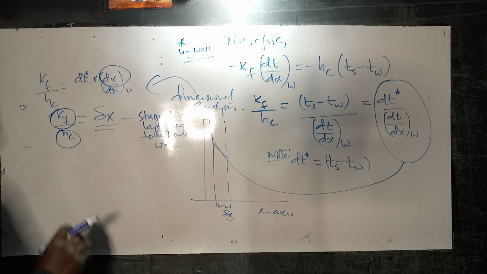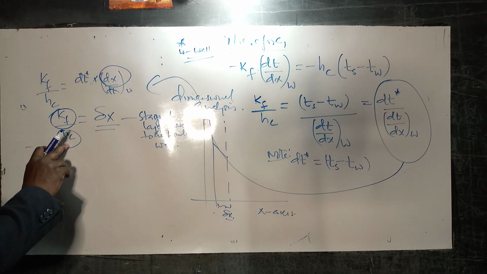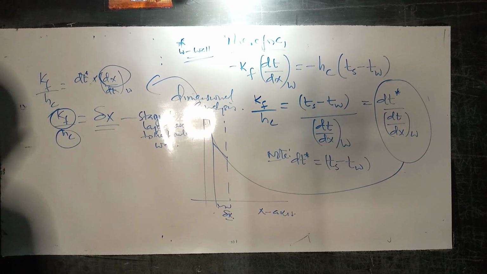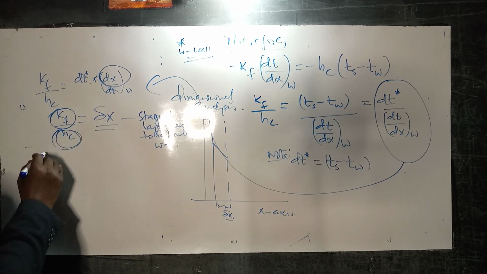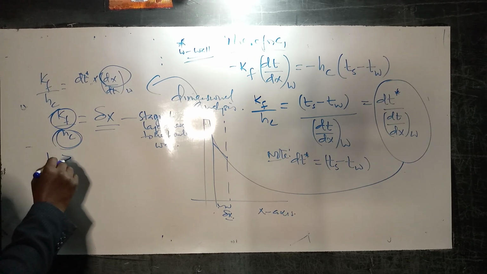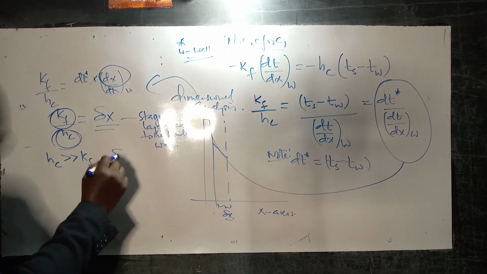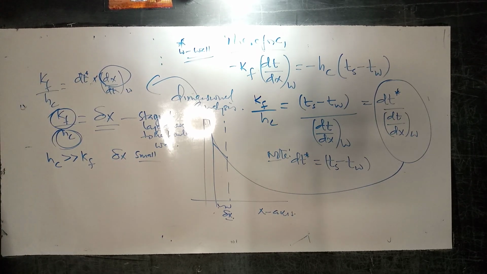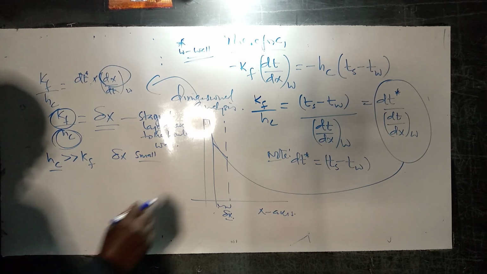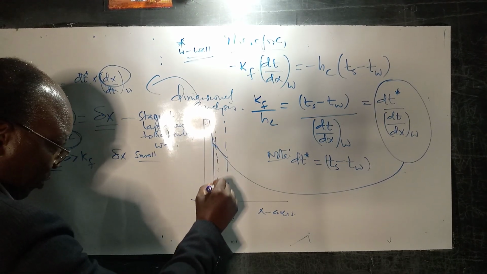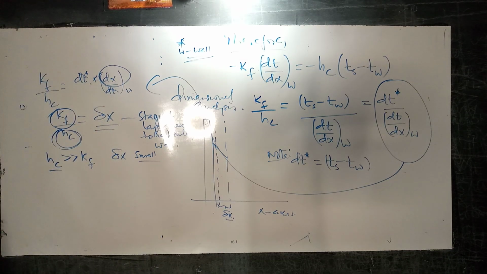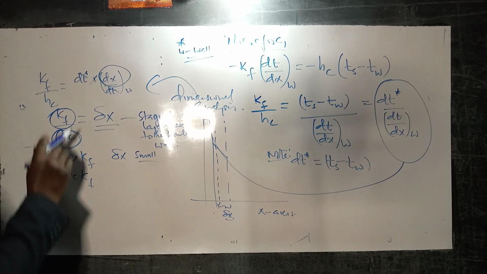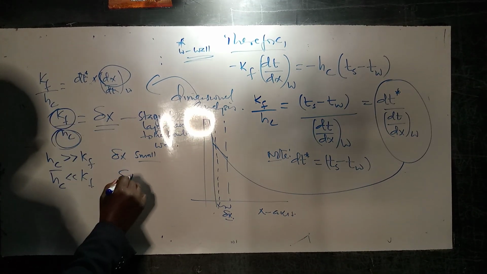In other words, if this convection heat transfer coefficient here, Hc, is large, much greater than Kf, then sigma will be small. In other words, if this is much greater, then that layer next to the boundary wall will be much smaller. And of course, if it is much less than Kf, then sigma x will be large.